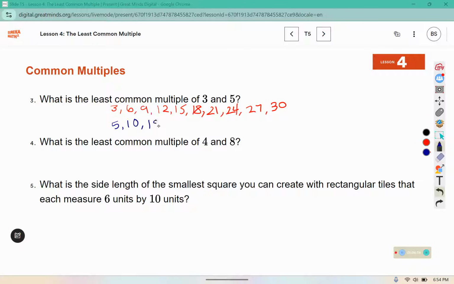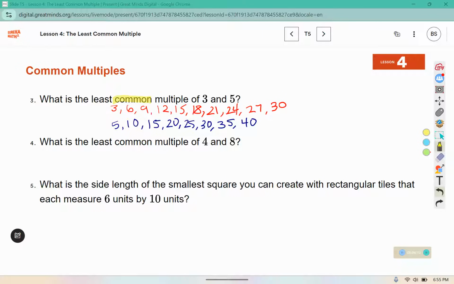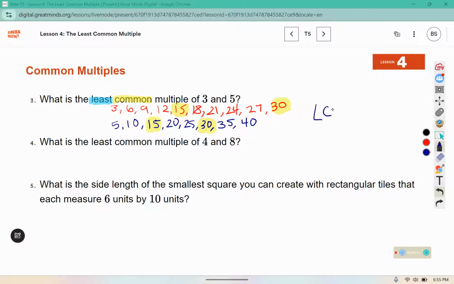5, 10, 15, 20, 25, 30, 35, 40, and we're looking for what's called common multiples, those things that they have in common. I see a 15 in both lists, and I see 30 in both lists. But it says what is the least common, meaning the smallest one that they have in common. And the smallest number that they have in both lists is 15. So we're going to write LCM for least common multiple, and the least common multiple is 15.